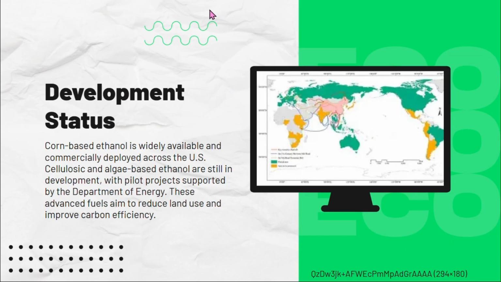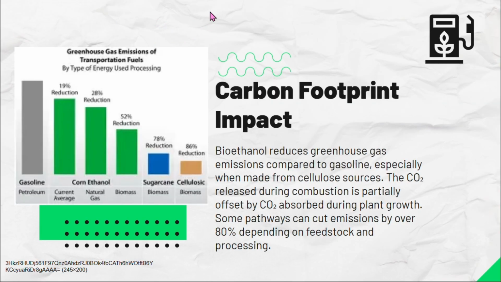Development status. Corn-based ethanol is widely available and commercially deployed across the United States. Cellulosic and algae-based ethanol are still in development, with pilot projects supported by the Department of Energy. These advanced fuels aim to reduce land use and improve carbon efficiency.